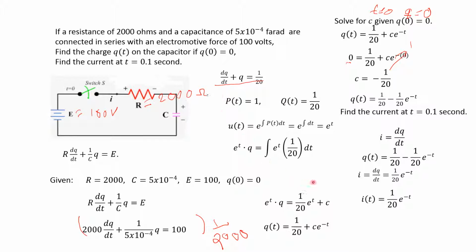So this is the answer. This is the model: I of t is 1 over 20 e to the minus t, and I of 0.1 is just plug in 1 over 20 e to the negative 0.1, and your answer is 0.045244 amperes. Okay, this is the answer for this problem.